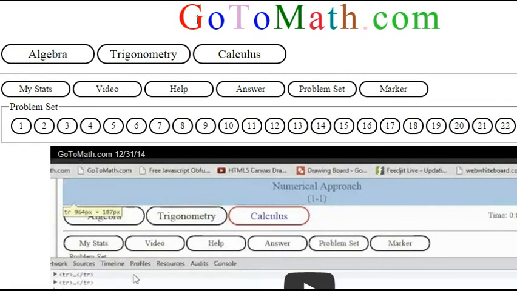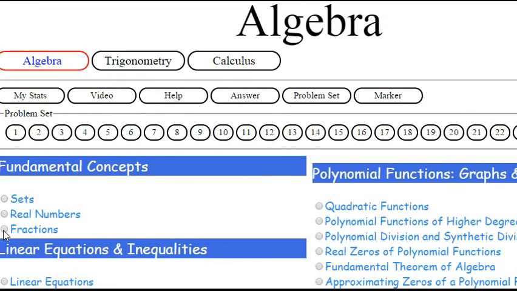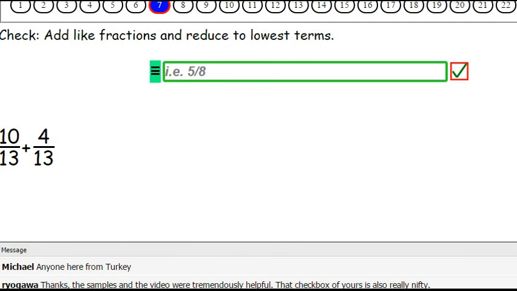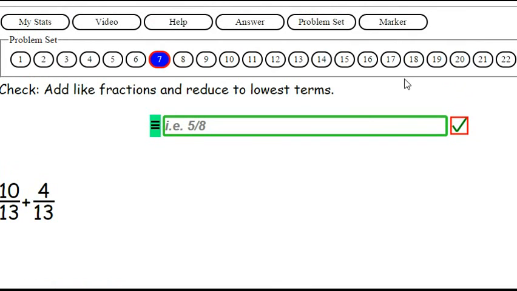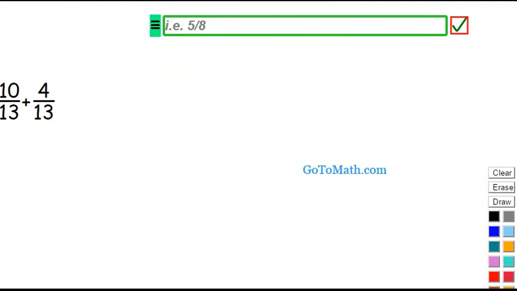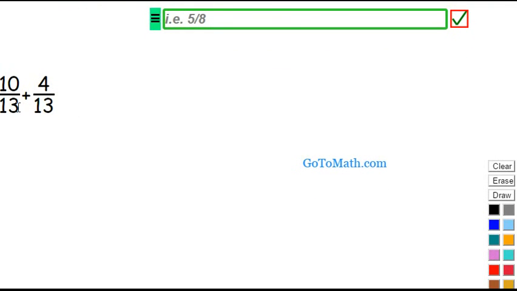Okay, we're over here at GoToMath.com. We're freshening up on some fractions. I believe we're down here at 7.1. And let's click on the marker board there. Add like fractions and reduce to lowest terms. They're like fractions because they have the same denominator. For some reason, I think I forgot the definition of like fractions. But they have the same denominator, and that makes things a whole lot easier.